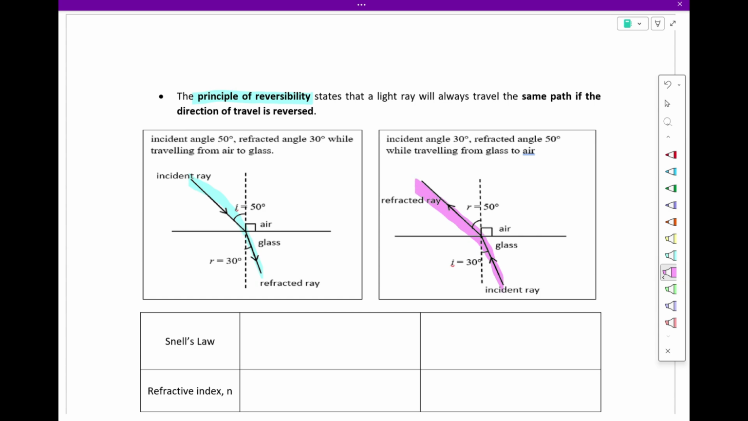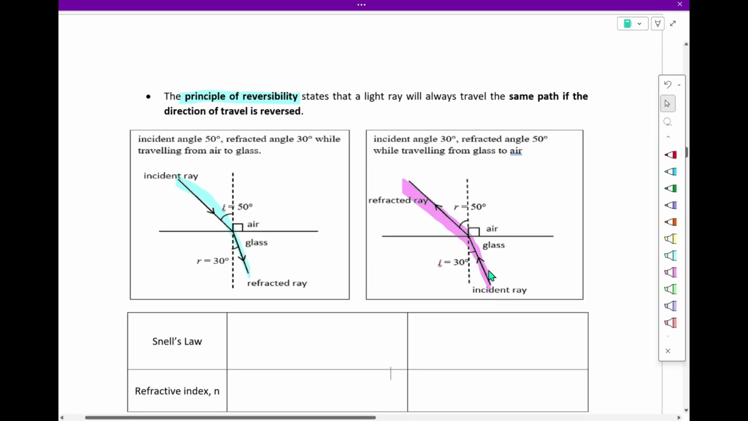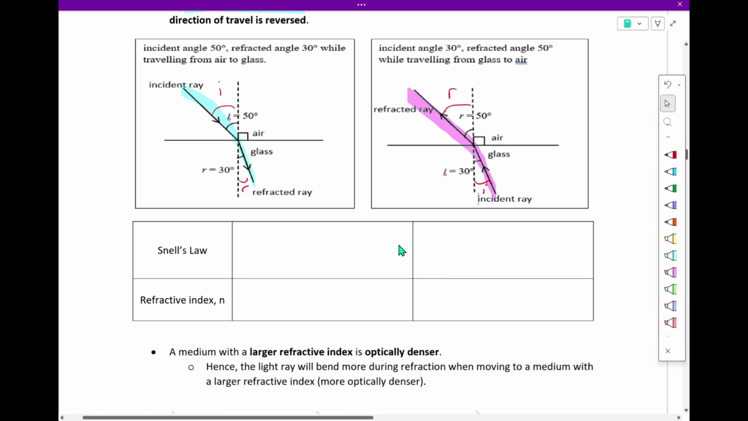AKA, if I can see you, you can see me too. So basically, if you are trying to spy on someone using a mirror, if you can see the person, and the person turns and looks directly at the mirror, he can also see you as well. So don't think that you're being all sneaky. If you can see the person, the person can see you too. Okay? So that's why, if you notice R and I, you can actually swap them quite interchangeably.